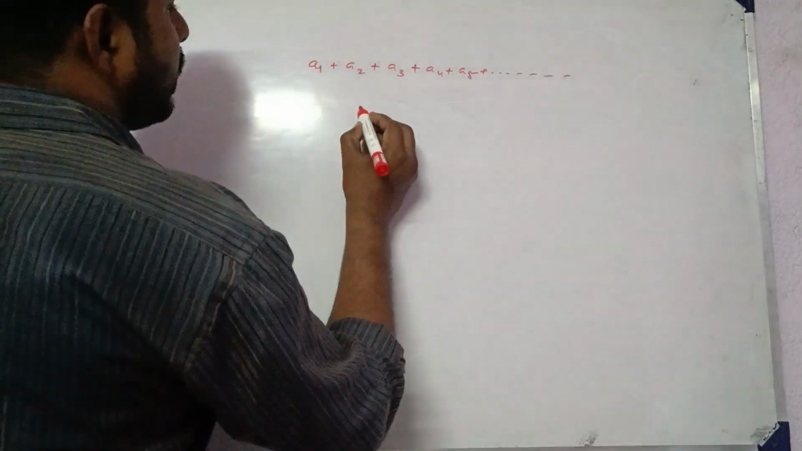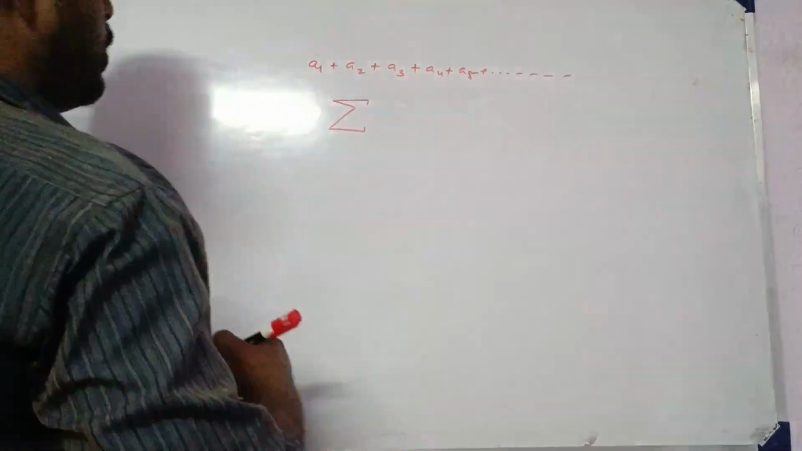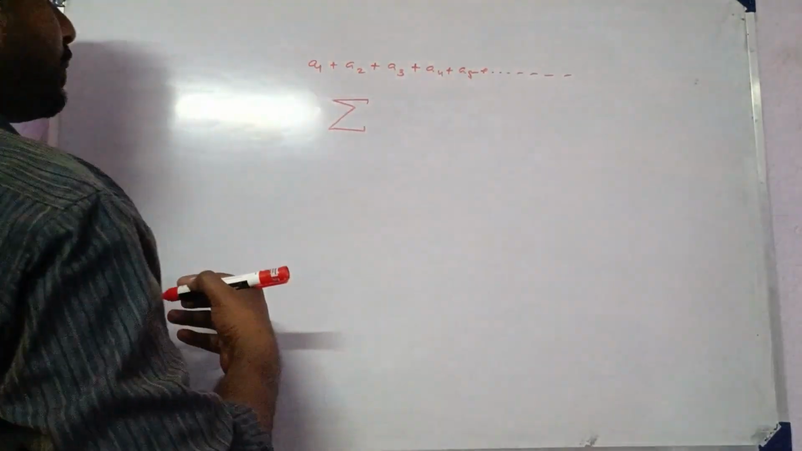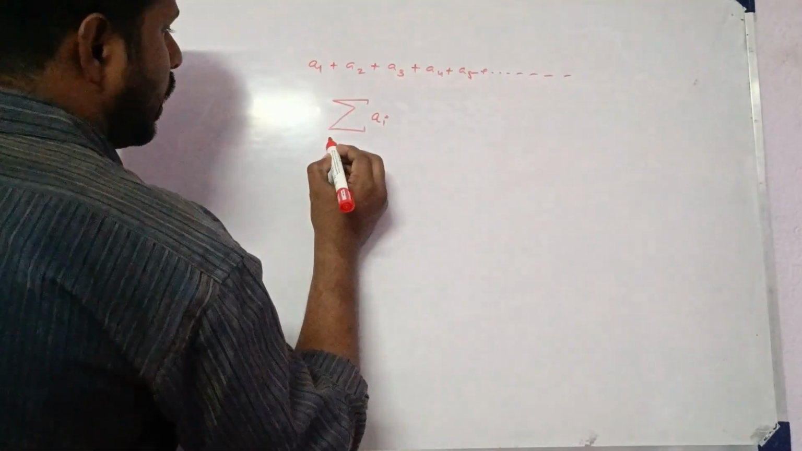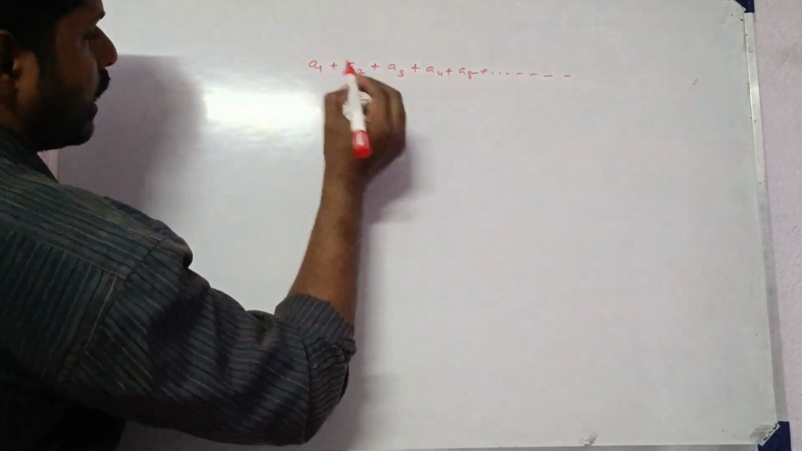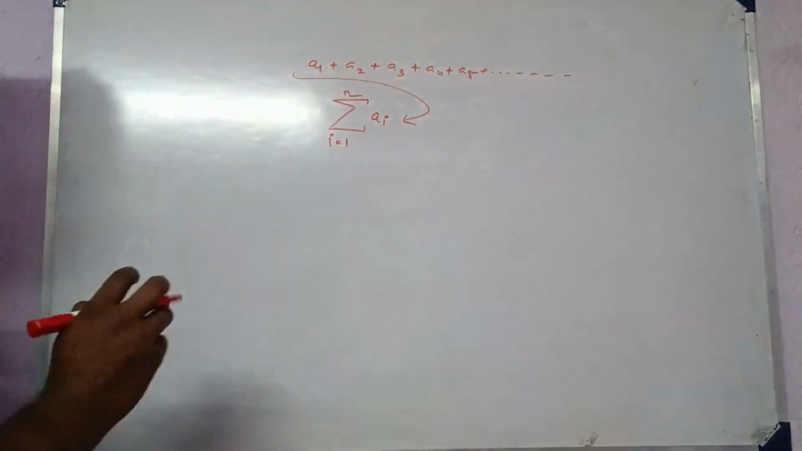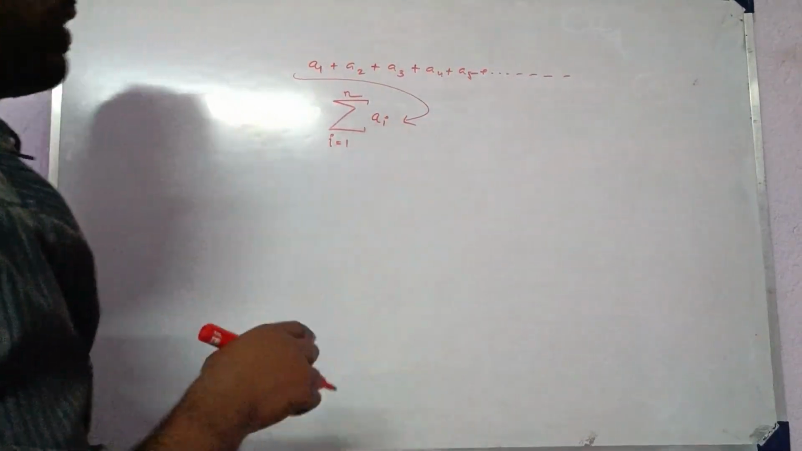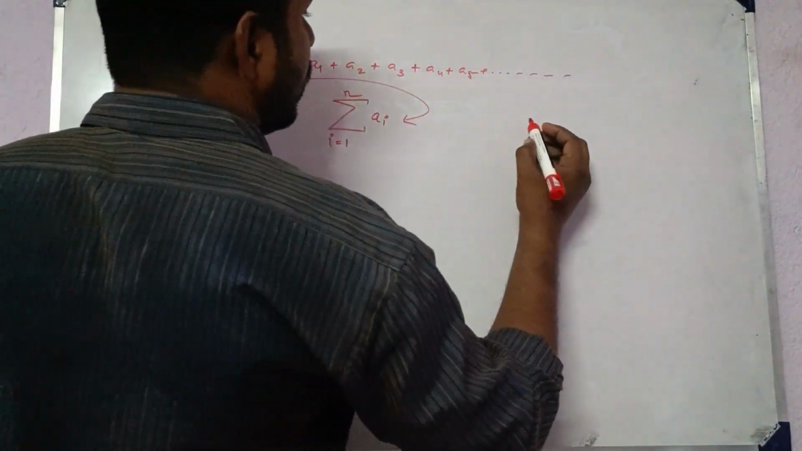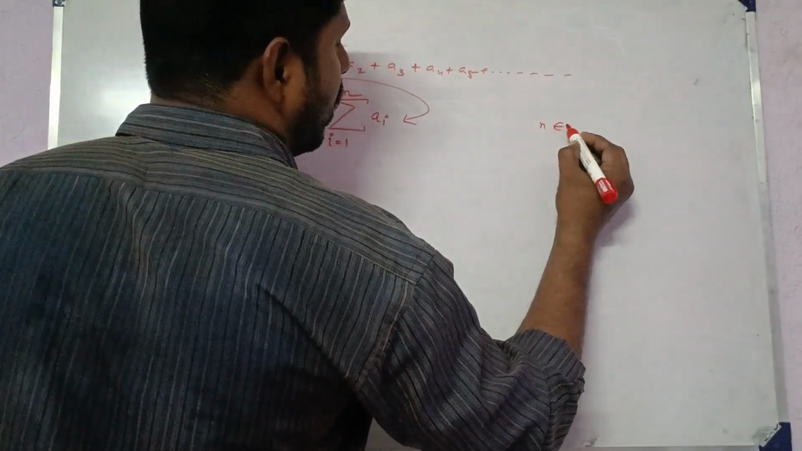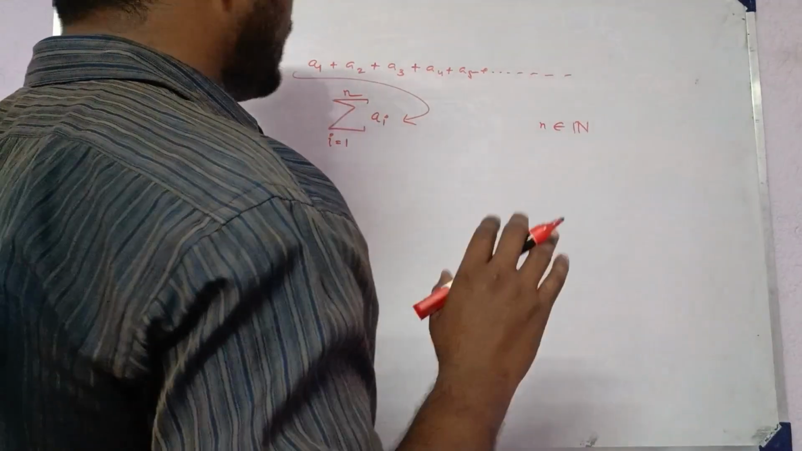So this we can write collectively with the summation sign, sigma. We will write it like A_i, and here i from 1 to n. So we write A1 plus A2 and so on as summation of A_i, where i runs from 1 to n, where n belongs to natural numbers. We have to specify these things.